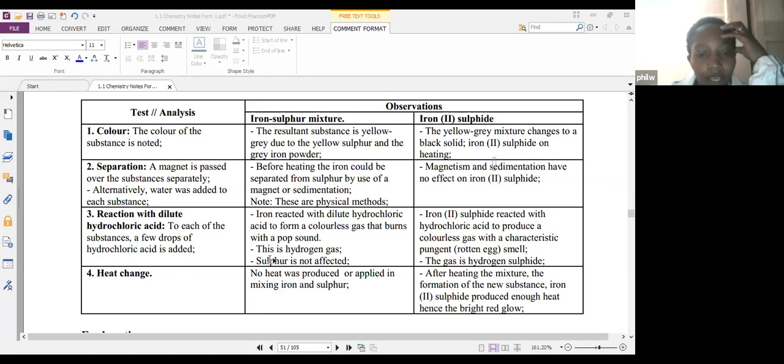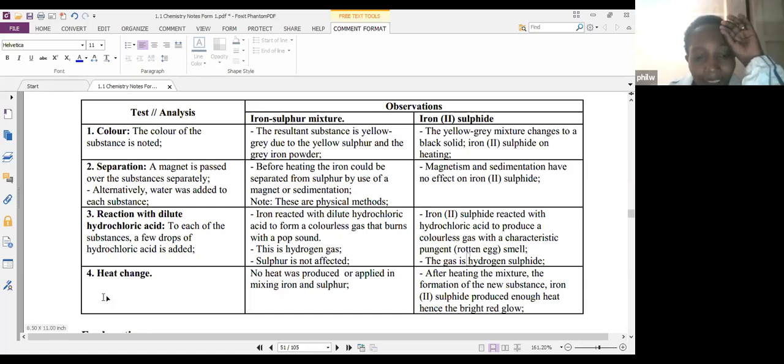That is, hydrogen gas is produced. On the other hand, when you react hydrochloric acid with iron(II) sulfide, a different gas is produced. And this gas is called hydrogen sulfide. So the mixture and the compound are producing different gases. That tells you the two are different.